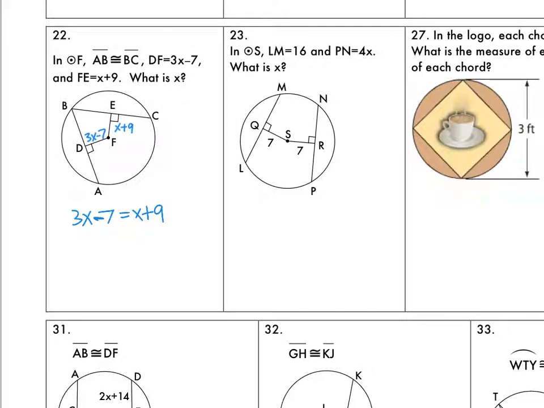Now we're going to look at number 27. Here, I'll put a little note here. So remember that congruent chords are equidistant from the center.